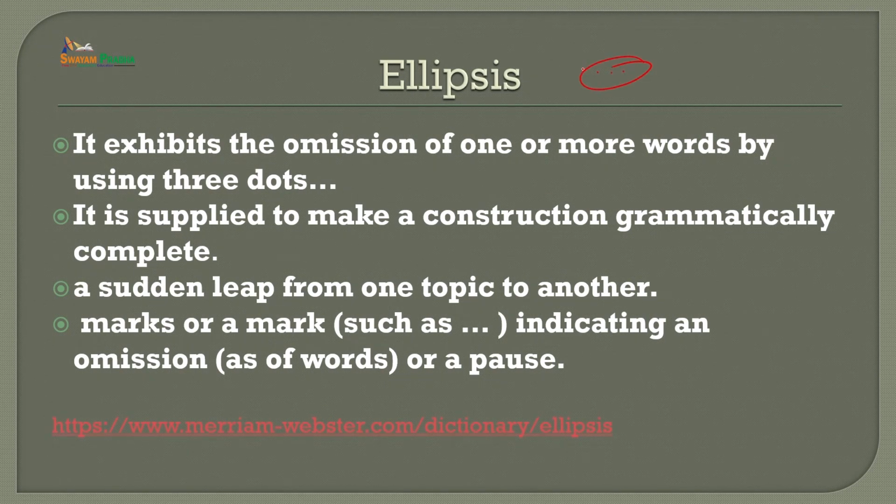These are three dots. They are a part of punctuation marks as well. And this is, again, now look at this. It exhibits the omission of one or more words by using three dots. This is actually known as ellipsis.